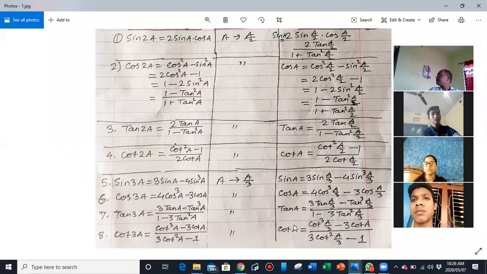And the last one, cot A equal to cot cube (A by 3) minus 3 cot (A by 3) upon 3 cot square (A by 3) minus 1. So this is the set of formulas which you have to memorize.